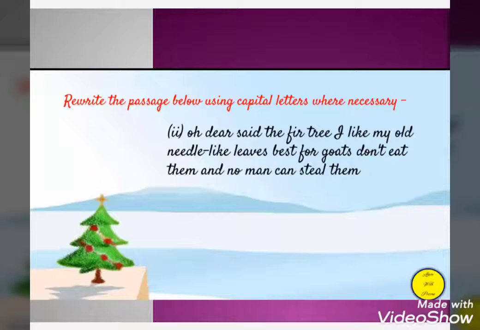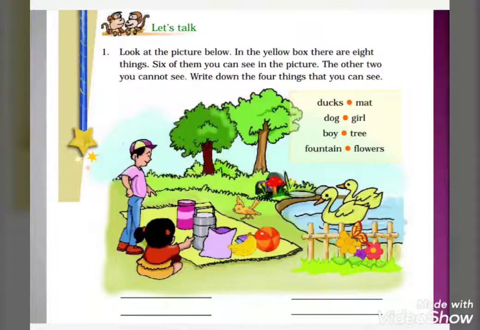Write capital letters wherever it is necessary and keep the full stop. Let us check the answer in next class. Next one, let's talk. Look at the picture below.